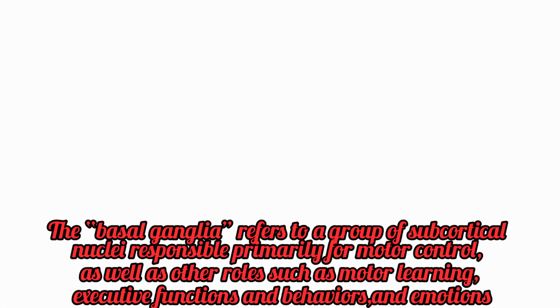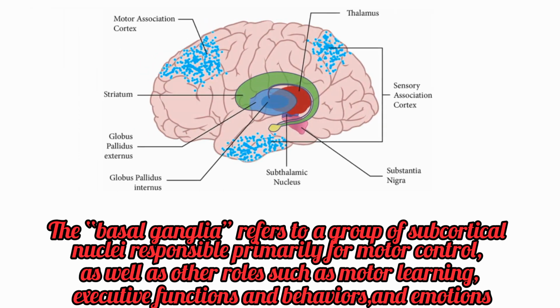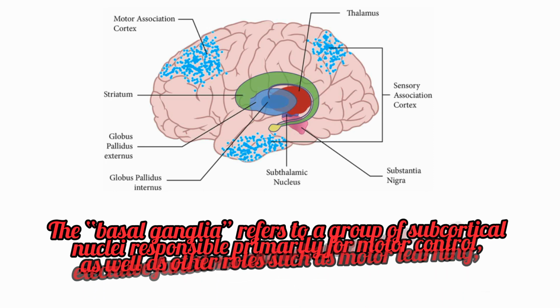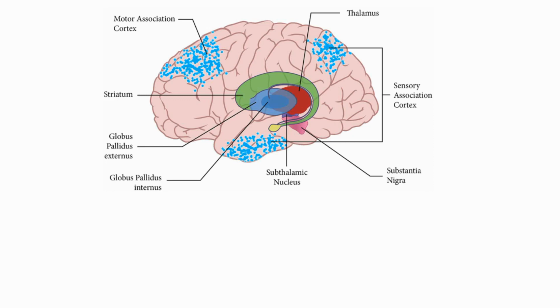In Huntington's disease, the basal ganglia, a group of subcortical nuclei responsible primarily for motor control as well as other roles such as motor learning, executive function, and behaviors and emotion, is affected. The structures involved are the striatum, globus pallidus internus and externus, subthalamic nucleus, substantia nigra, and the sensory associative cortex, through which we learn how to move and how to move smoothly. For example, sitting and standing, and moving our head and arms during exercise.